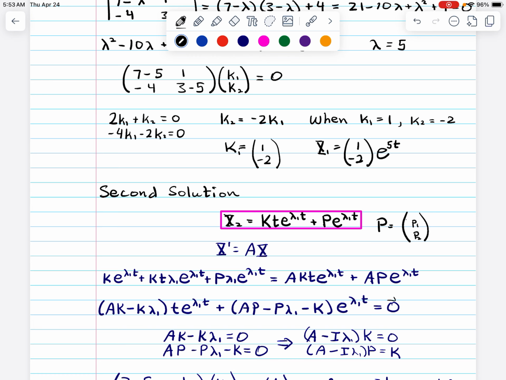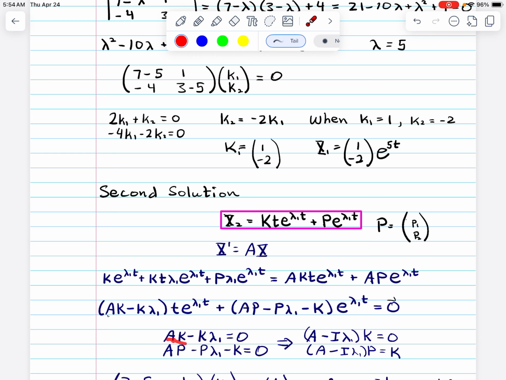Okay. Now, when I do that, here's what has to happen. All of this stuff has to be 0 for all values of t. So for all values of t, this has to be 0. That means that this right here has to be 0. And this also has to be 0. Both of those have to be 0 for all values of t.